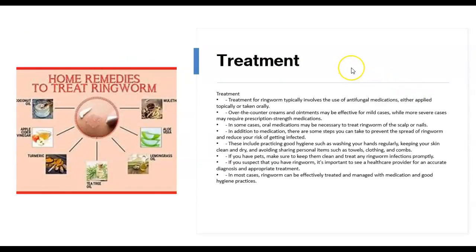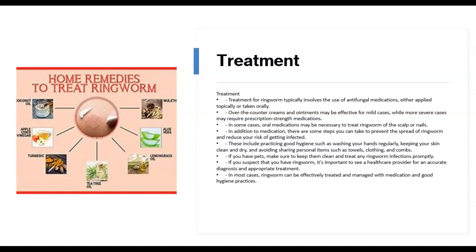The treatment for ringworm. Treatment for ringworm typically involves the use of antifungal medications, either applied topically or taken orally. Over-the-counter creams and ointments may be effective for mild cases, while more severe cases may require prescription-strength medications. In some cases, oral medications may be necessary to treat ringworm of the scalp or nails.